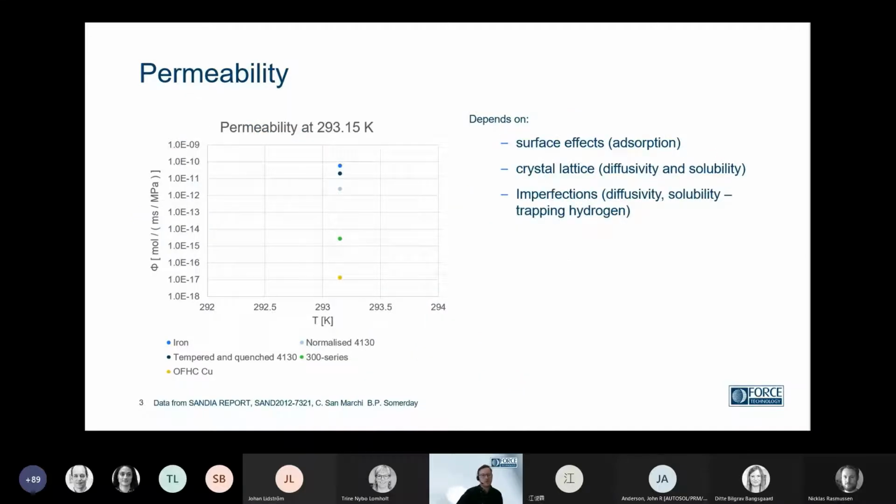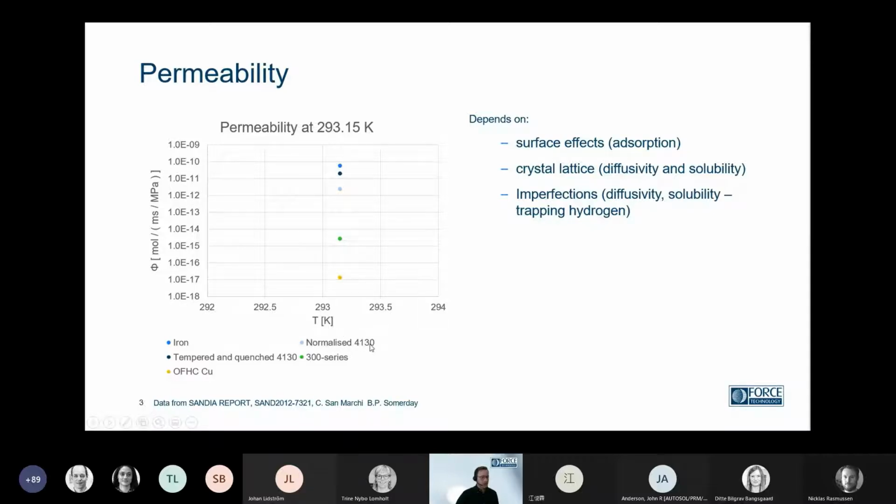Permeability varies depending on the material. Here are just metals, all shown at 293 Kelvin, which is 20 degrees Celsius. What we see here is that iron has the highest, and then the 300 series, like AISI 304 or 316 stainless steels, are significantly lower, and then we have oxygen-free copper as one of the even lower ones.